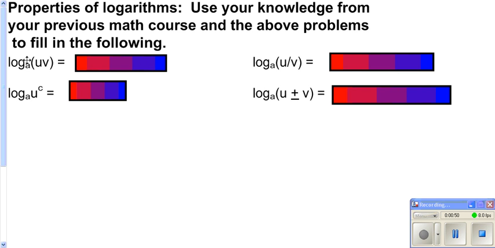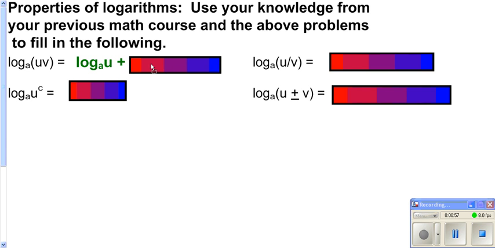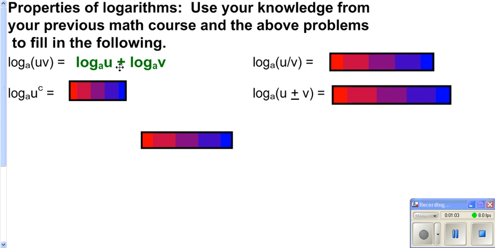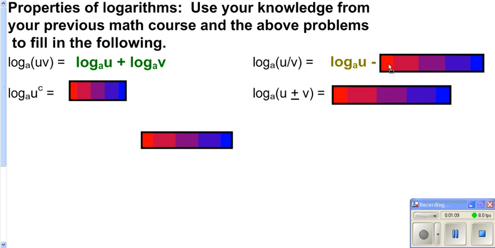Well, when you have the log of two things multiplied together, you can go log of the first thing, then you go plus log of the second one. Now, when you're multiplying, you add. When you're dividing, you're going to still go log of the first one, but then you subtract the log of the second one.